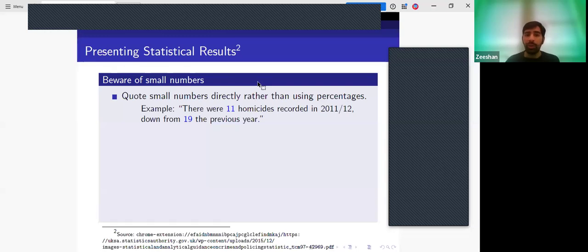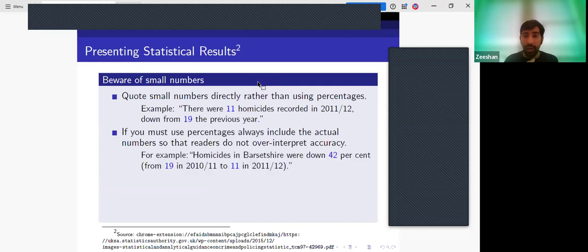So for example, if you are going to report 11 homicides, which is a very small number, in a specific year, and those homicides decreased from the previous year, 2011 to 2012, then you have to be careful. You have to report that exact number instead of mentioning the percentage, because 1 over 10 equals 10 over 100. So you should be careful about reporting relative quantities when you have small numbers.